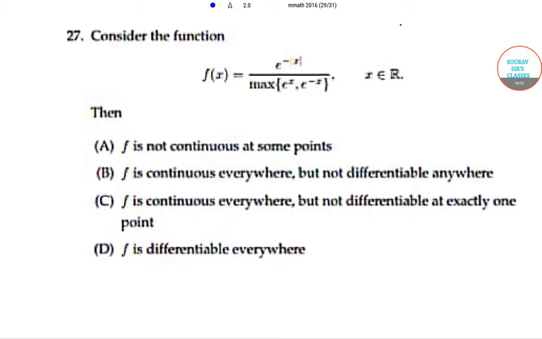Today we will be solving the ISI MMath question paper of year 2016. Today we will be solving question number 27.